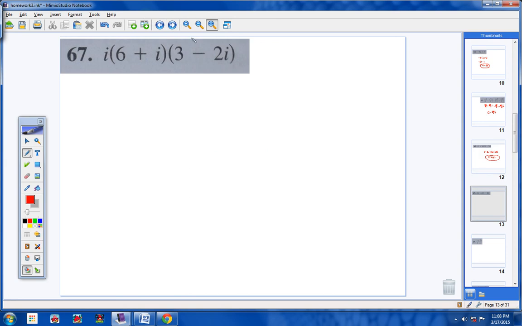Alright, number 67. My suggestion for this would be to put the i and then a big parentheses and then multiply your binomials together. Take your 6 and multiply it through. 6 times 3 is 18. 6 times negative 2 is negative 12i. Now take your positive i and multiply it through. i times 3 is a positive 3i. i times negative 2 is negative 2i squared.